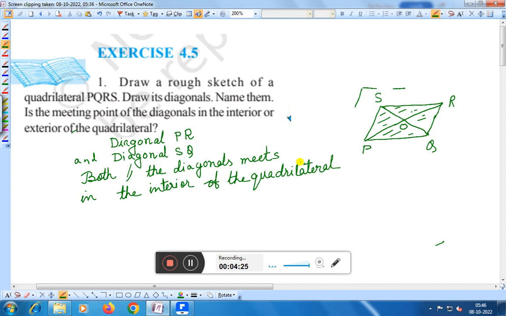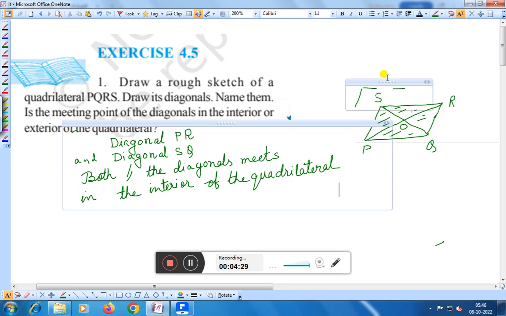Right? Now again we see here that we have drawn a quadrilateral PQRS, right? And here are the diagonals. The opposite vertex of P is R and the opposite vertex of S is Q, right? If you draw P to R, this is one diagonal. If you draw S to Q, this is the other diagonal. Therefore, diagonal PR and diagonal SQ, right? Now you see they meet at the point O, and O is in the interior of this quadrilateral, right? Therefore, you can say that both the diagonals meet in the interior of the quadrilateral.